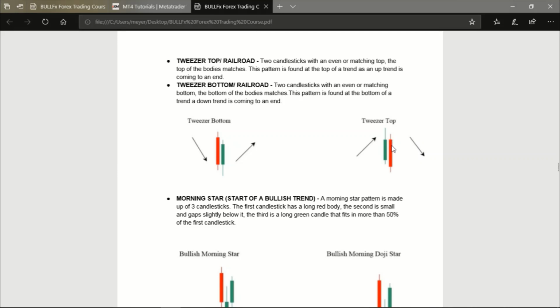Usually, if it is a tweezer top, the red candlestick body has to be slightly larger than the body of the green candlestick to indicate that there is more momentum to the downside than there is to the upside. With a tweezer bottom, it would just be the opposite. As it shows over here with this arrow, the market was coming down. We then formed a tweezer bottom where the bottom of the red candlestick and the bottom of the green candlestick are even. However, the size of both candlesticks are fairly long and the market is starting to move upwards.